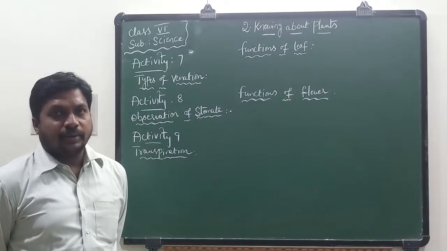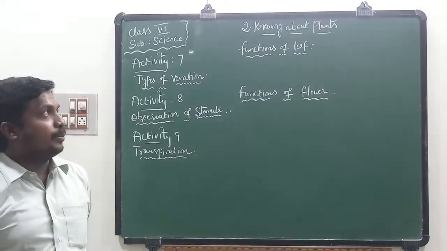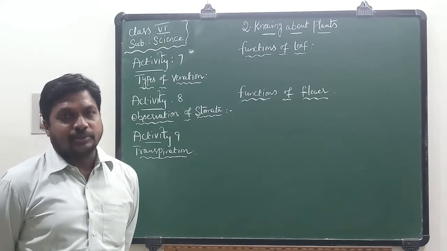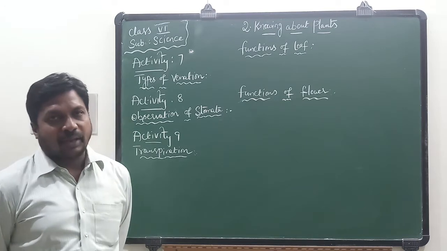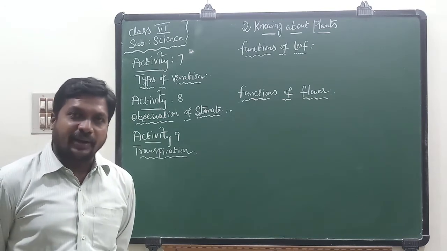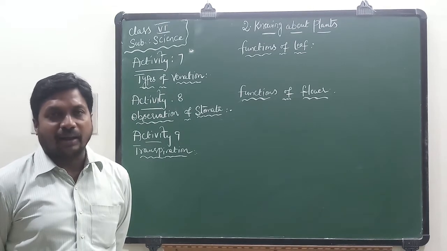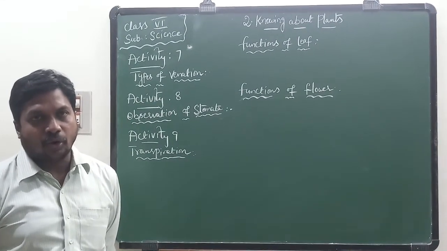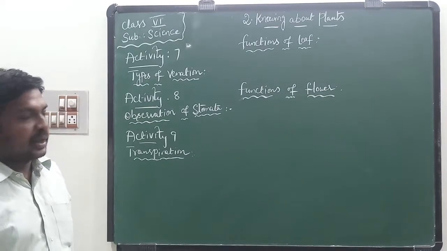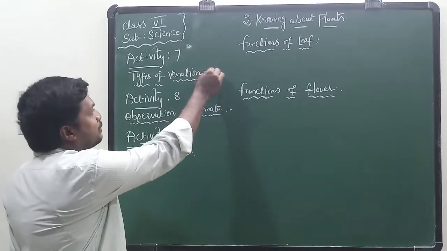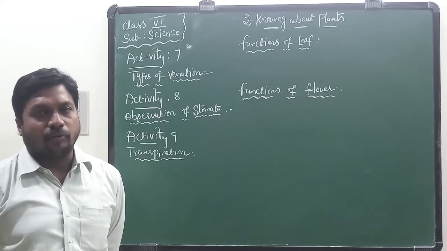Morning students. In the previous class, the 6th class second lesson, Knowing About Plants, I explained the different parts of plants and their functions, and I explained about monocot and dicot, and parallel venation and reticulate venation. Now I will explain the next topic, activity 7, types of venation. Already I explained to you about venation.